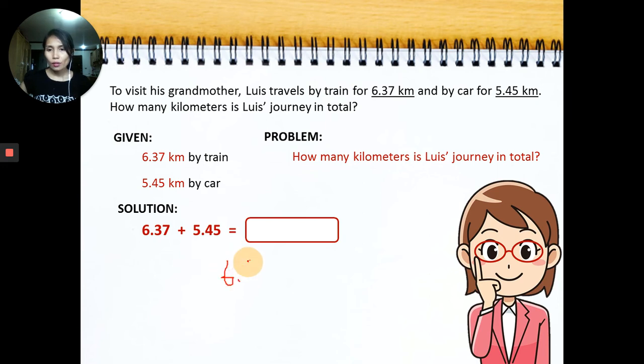6.37. Remember, first step, line up the decimal points together. 5.45, okay, decimal points all lined up. Okay, let's add them. Step 2, write 0. There's no empty slots. Step 3, bring down the decimal point. And then step 4, add. 7 plus 5 is 12. Write down 2, carry 1. 1 plus 3 is 4. 4 plus 4 is 8.